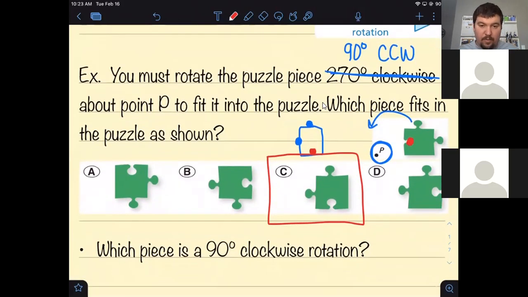Okay. The other ones are either different rotations or just a different puzzle piece. Like example D, this puzzle piece doesn't exist. Like that's not the same puzzle piece. So it wouldn't be D.